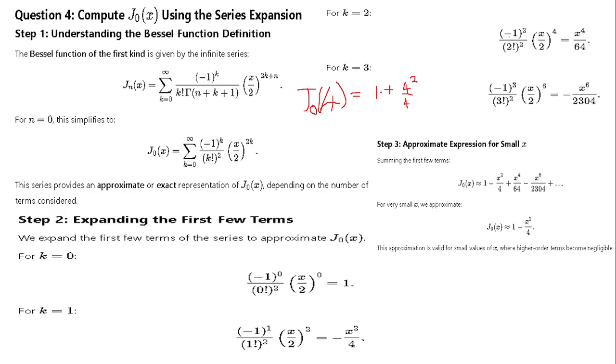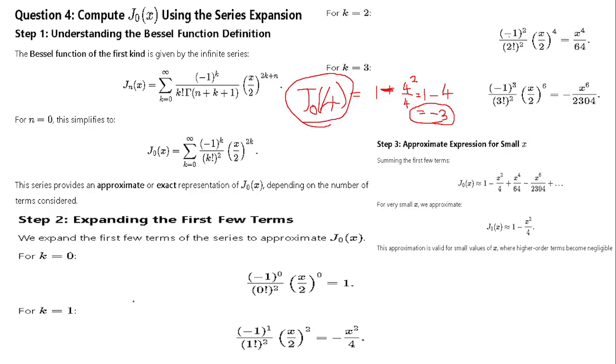Sorry, it's not plus, it's negative. So this will give you 1 minus 4 squared, which is what? 16, right? So this will just give you minus 4. What is the answer? Minus 3. That is the approximate value for J0 of 4.